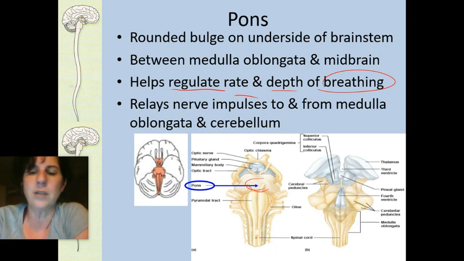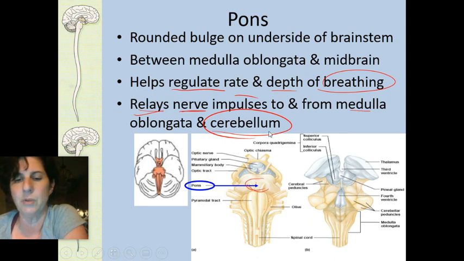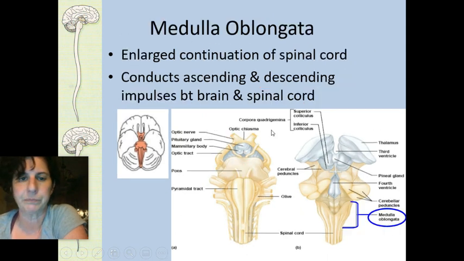Again, all of these sections, from medulla oblongata to pons to midbrain, are also that in-between relay station. So another job that it has is to take those nerve impulses coming up from the spinal cord and the medulla oblongata and then direct them out towards places that they need to go to. So from the medulla oblongata and the cerebellum, move those along to the right places.